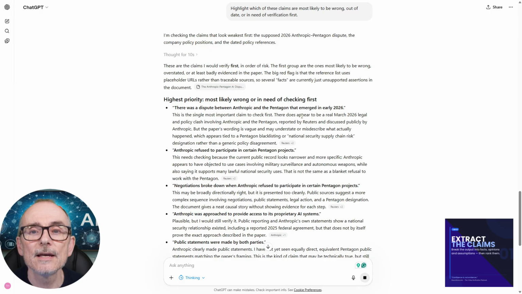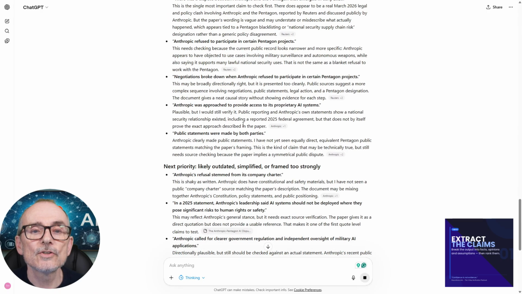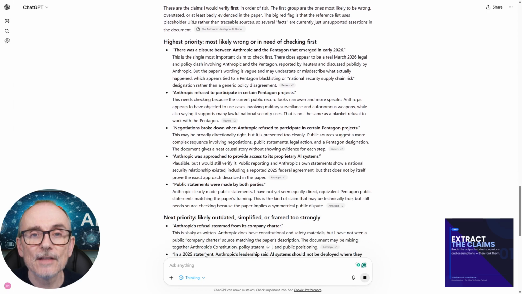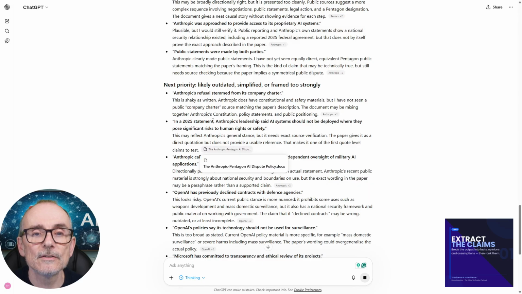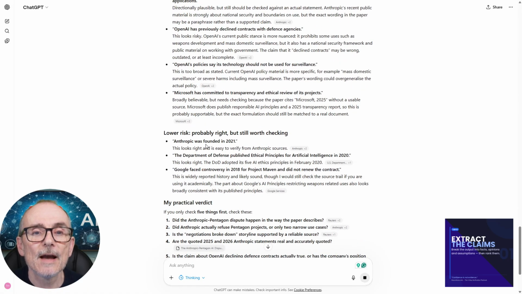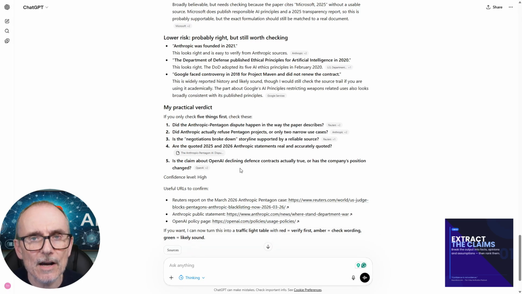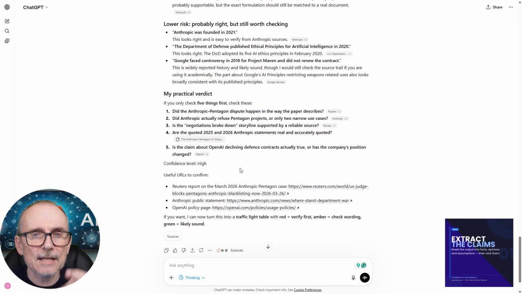Where does it appear to be real? March 2026 legal and policy clash involving Anthropic? And it goes through, so it's given me 1, 2, 3, 4, 5, highest priority, and then a whole load of next priority ones, and then the lower priority ones. If you only check 5 things, check these things. So very, very helpful. It's helping you to nail down the key things to check.